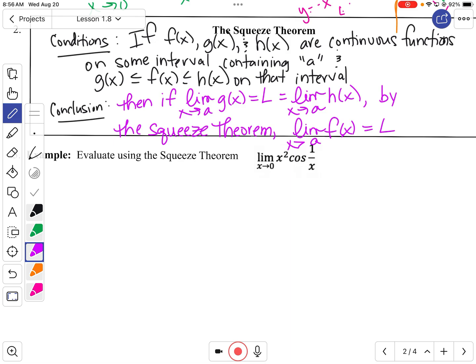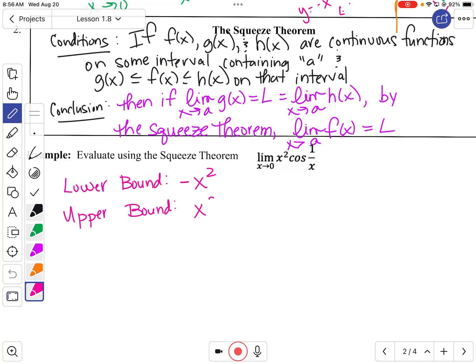So we can apply the same process that we did with the other one. So let's think about what would your lower bound be? It would be the opposite of x squared. What would your upper bound be? Okay, so it's always the opposite and the exact same of whatever's being multiplied by that trig function that's sitting there.